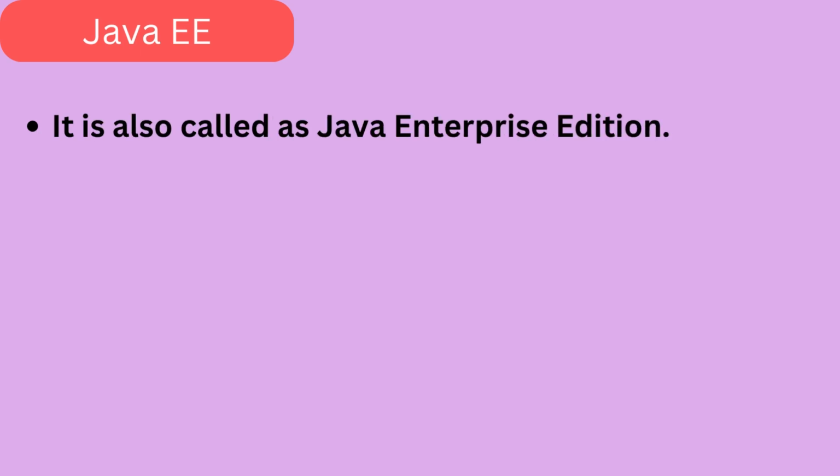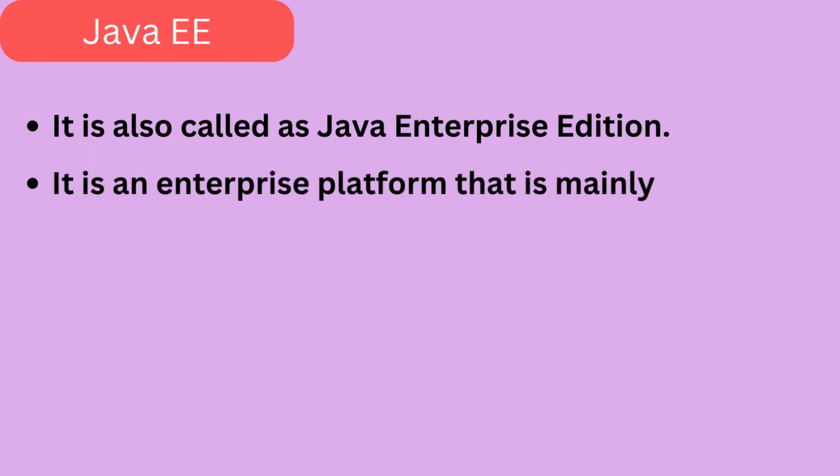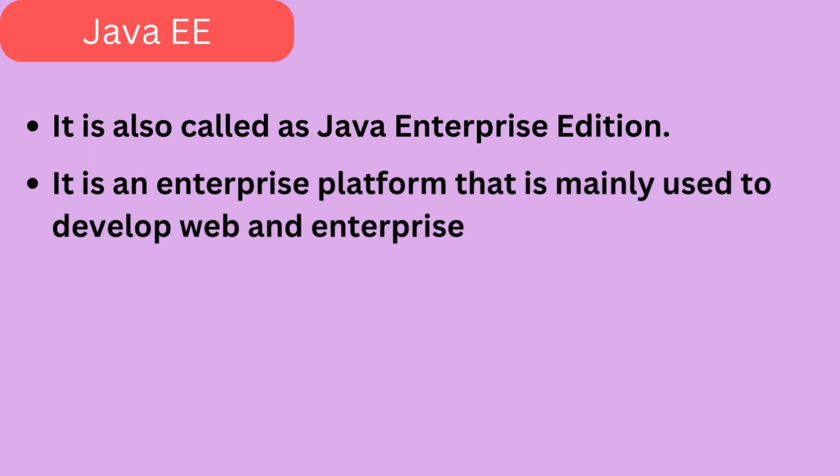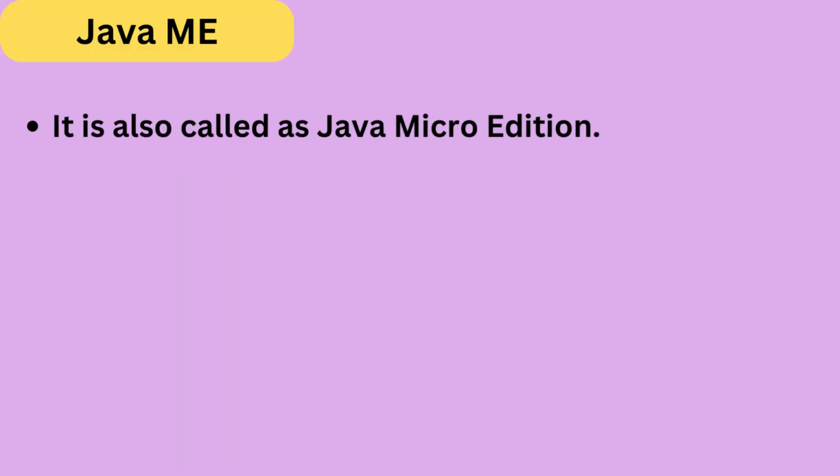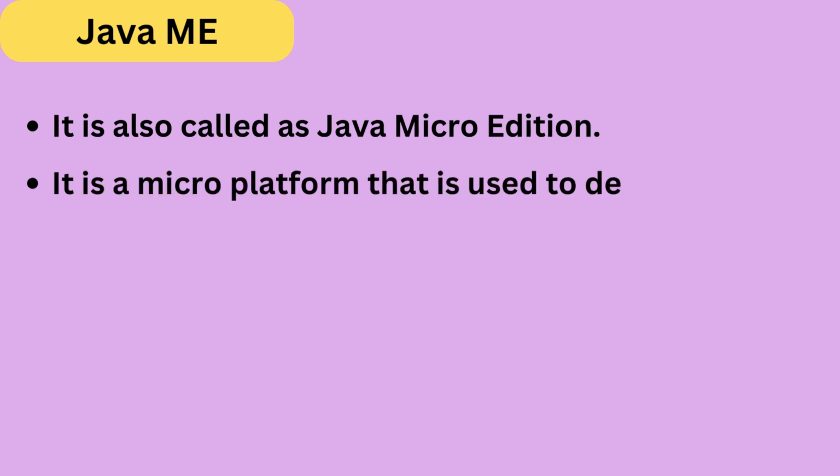Second is Java EE. It is also known as Java Enterprise Edition. It is an enterprise platform that is mainly used to develop web and enterprise applications. Third is Java ME. It is also known as Java Micro Edition. It is a micro platform that is used to develop mobile applications.